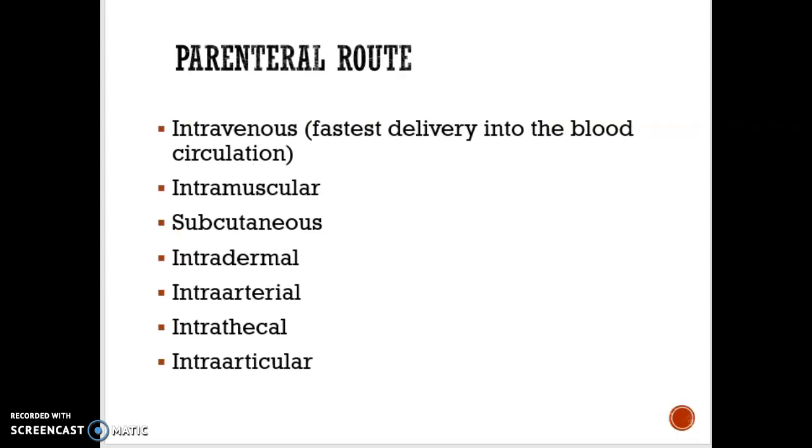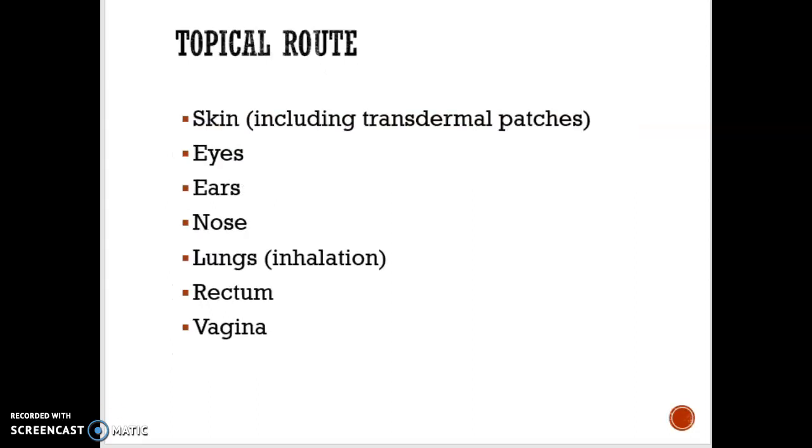The parenteral route is our intravenous. This is always going to be the fastest delivery of blood into the circulation. The intramuscular, the subcutaneous, intradermal, intraarterial, intrathecal, and that is in the spinal space, and then intraarticular, which is in the joint. Topical routes include the skin, the eyes, ears, nose, lungs, rectum, and vagina. Now we do have inhalation, we also have that with the lungs as well.